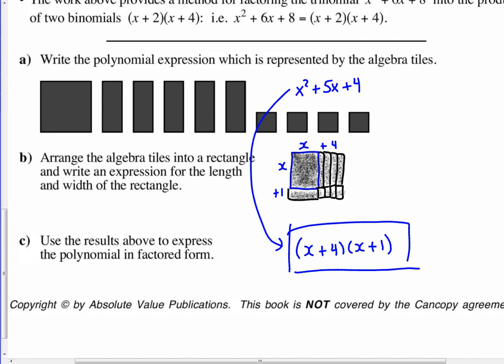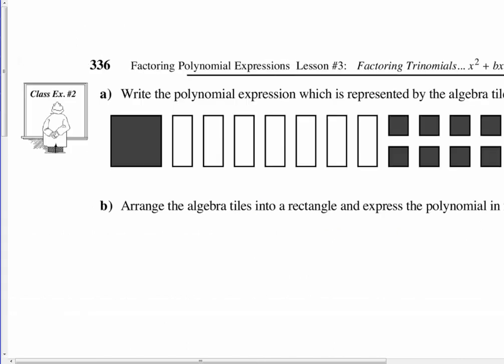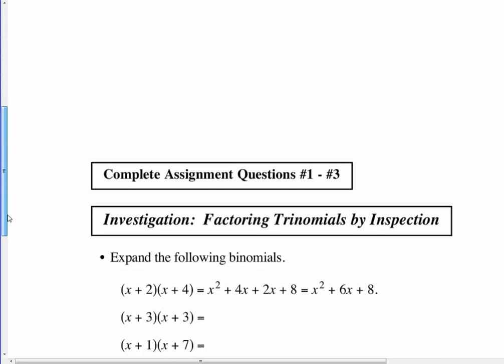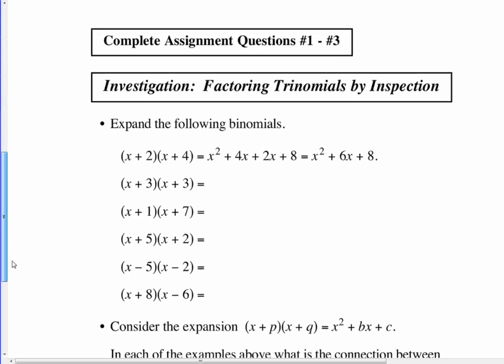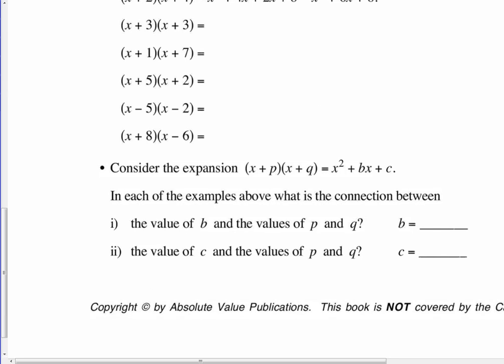So why don't we turn the page? We're not going to do that one. Okay, keep going.